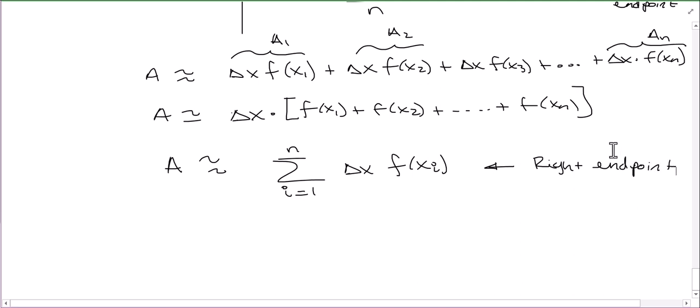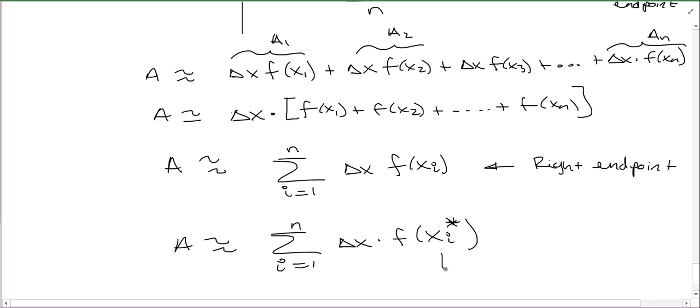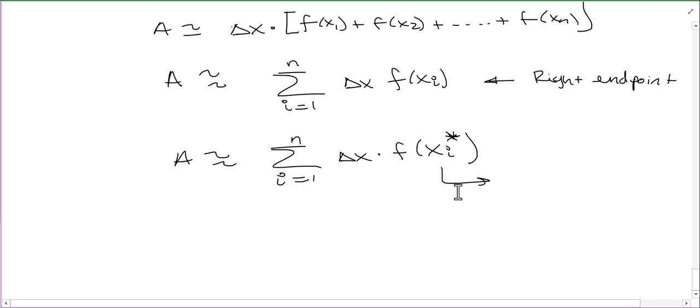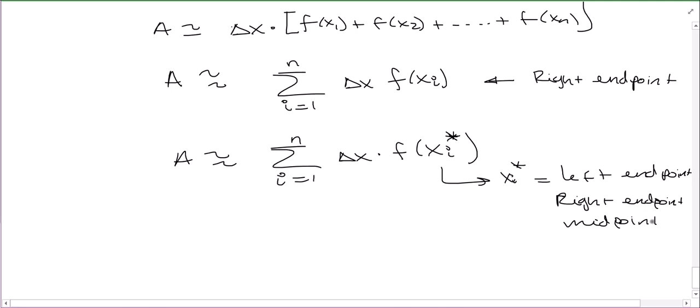And so what you'll oftentimes see instead is that we'll have the sum from i equals 1 to n of delta x times f of x sub i star. And the x sub i star just then allows you to choose what endpoint you're using. So where x sub i star is either your left endpoint or the right endpoint or the midpoint of each subinterval.